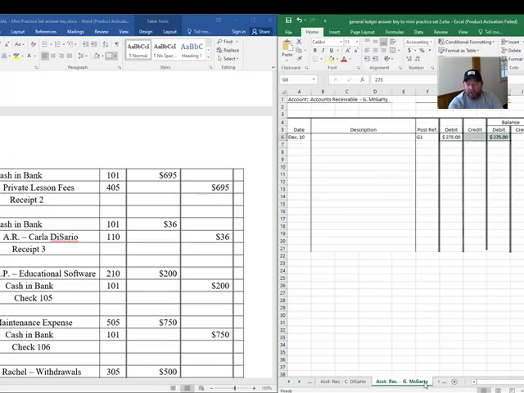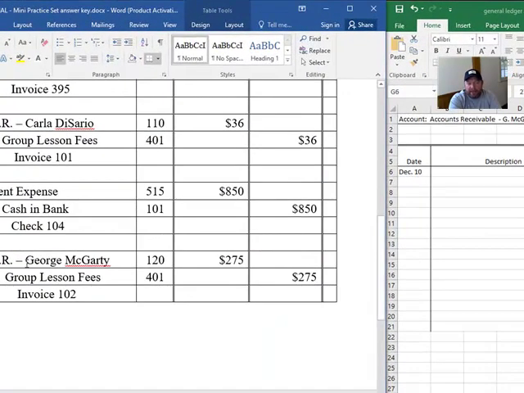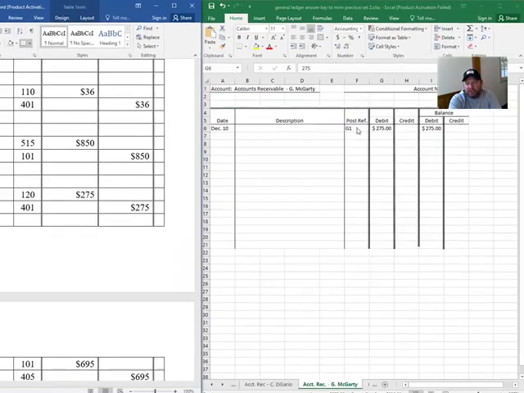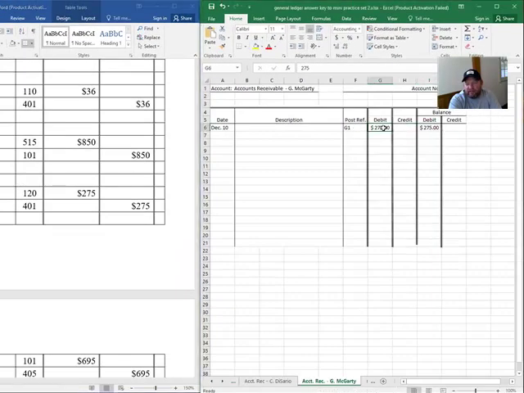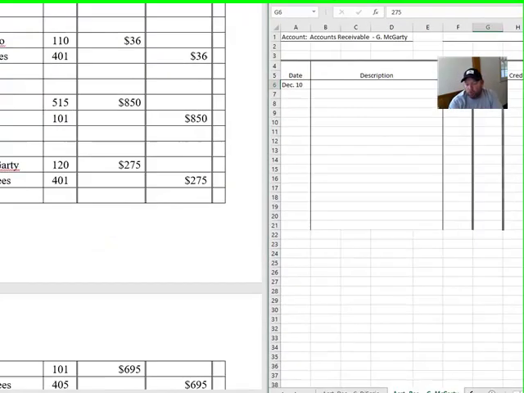All right, so let's move over to our next accounts receivable account, which is George McGarty. We only had one transaction for George during this time period, on the 10th of December, where we sent him an invoice for $275 for giving a group lesson. This is coming from page 1 of my General Journal. We have a debit of $275. That's what he owes us, and we have a balance of $275. There are no other transactions, so at the end of the month, we have an outstanding bill waiting to get paid from George McGarty. All right, that's account number 120.